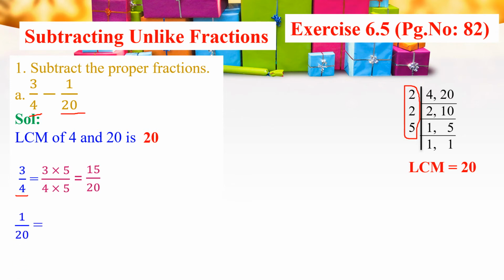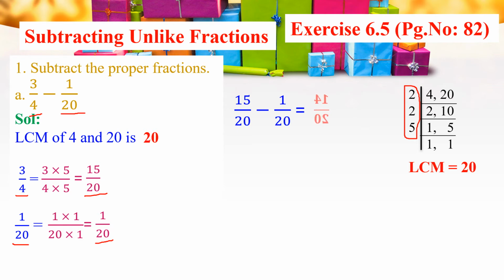Again, we take the second fraction. Here we have the denominator as 20. So, it is enough to multiply by 1. So, 1 into 1 by 20 into 1 equals 1 by 20. Now, we got both the denominators as 20. So, we can directly subtract only the numerator, that is 15 minus 1 equals 14 by 20.